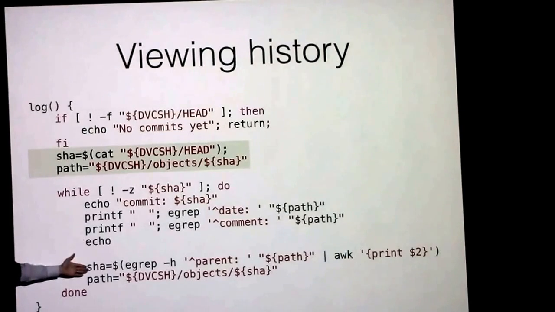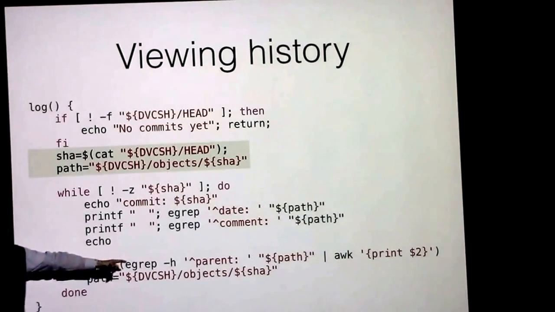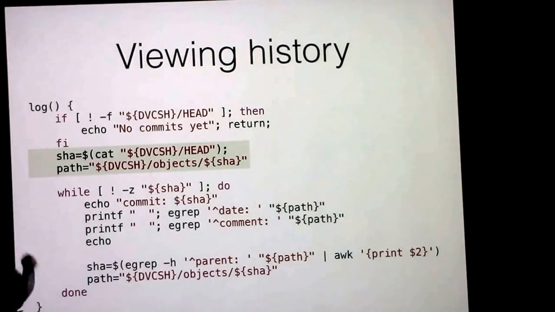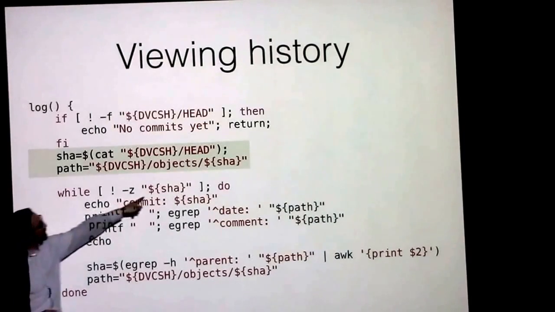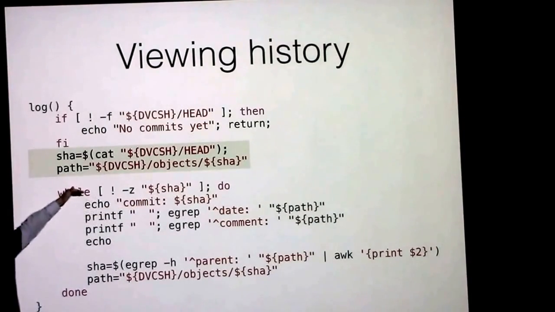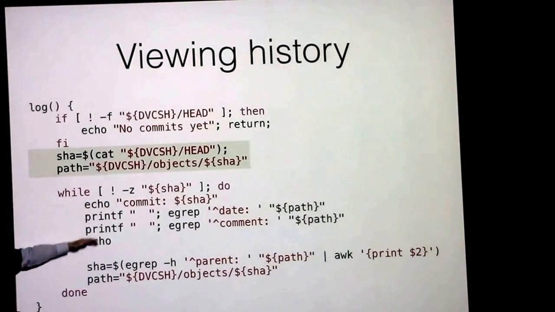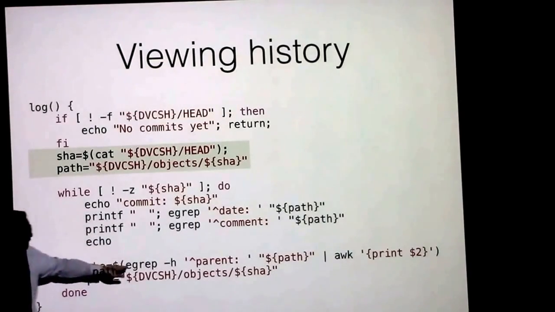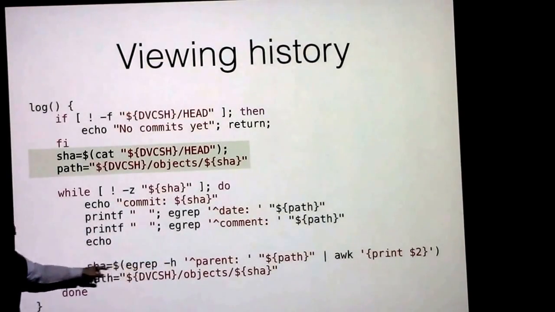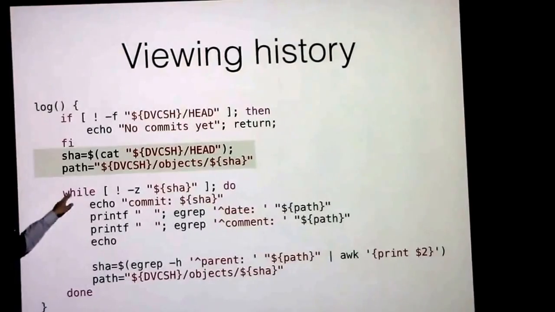And then we're going to look at the parent in that commit object, and we're going to set that to our new SHA. We're going to reset our path variable, and we're going back to the top of the loop. Is this still non-zero? It is. So we do it again. And now we're on our first commit. First commit does not have a parent, and so this will be empty. We'll get to here, and we exit out.